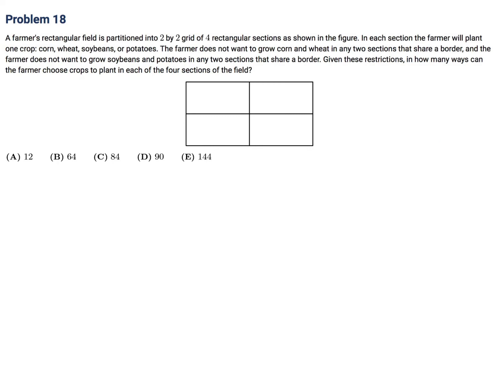A farmer's rectangular field is partitioned into a 2 by 2 grid of 4 rectangular sections as shown in the figure. Each section the farmer will plant one crop: corn, wheat, soybeans, or potatoes. The farmer does not want to grow corn and wheat in any two sections that share a border, and the farmer does not want to grow soybeans and potatoes in any two sections that share a border. Given these restrictions, in how many ways can the farmer choose crops to plant in each of the 4 sections of the field? All right.